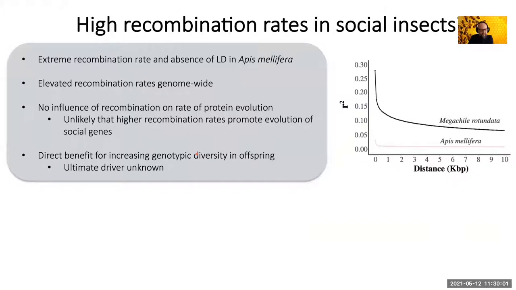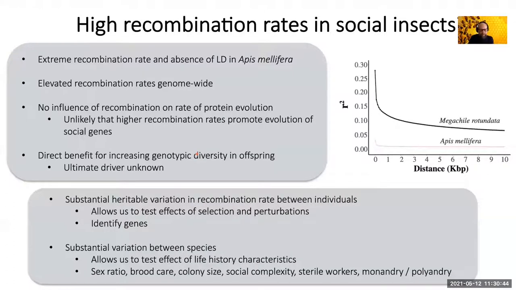But it seems that these recombination rates were elevated genome-wide and not driven by elevation in specific genes. We also find that there's no influence of recombination rate on protein evolution. So this probably tells us that it's unlikely that the higher recombination rates have driven evolution of specific genes in sociality, and more likely that there's a direct benefit of increasing genotypic diversity in offspring in social insects, although the ultimate driver of this is unknown.